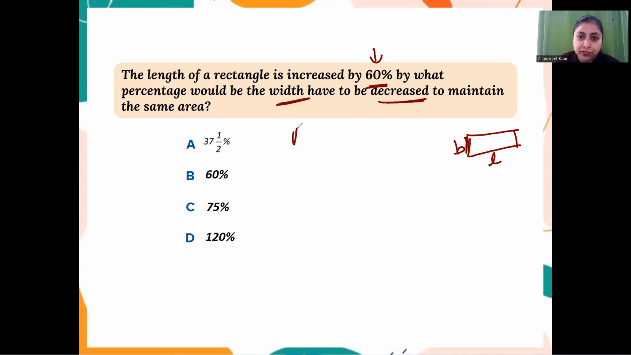We all know the formula of area, that is L into B. Area is length into breadth. If there is a rectangle, I just need to multiply length and breadth to find the area. So let us assume that length is 1 unit, breadth is 1 unit. So area is going to be 1 unit square, right? Now come to the same concept again: length is increased by 60%. If there is an increase of 60%, the length is going to become 1.6.